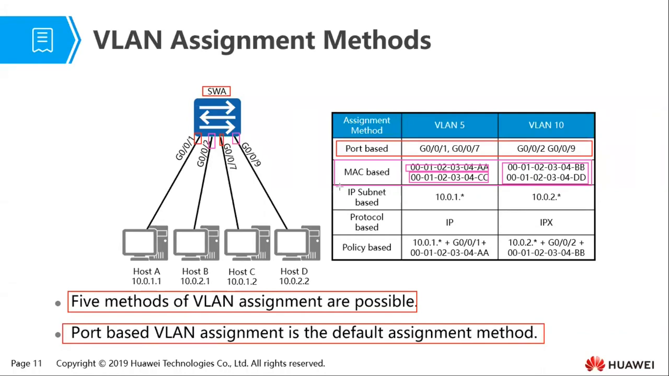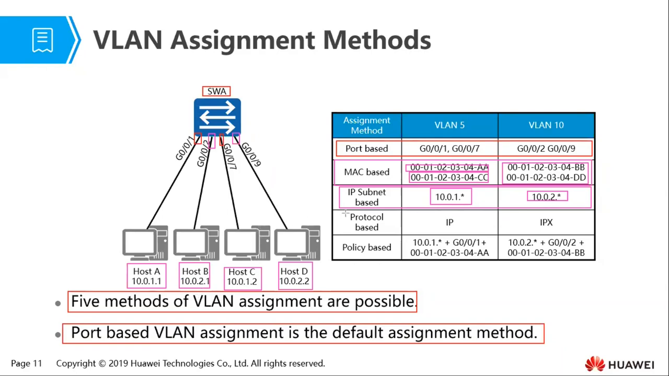Then we can also use the IP subnet. If you're on this network, you're on VLAN 5. Some organizations use this. If you're on this network, then you're on VLAN 10. You can see here, host A and host C are on the same network, while host D and host B are on the same network. This is /24.